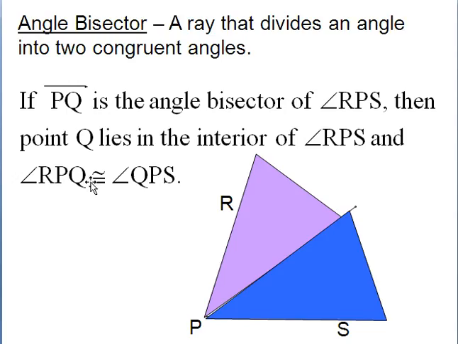Okay, and then lastly here we have an angle bisector. It's a ray that divides an angle into two congruent angles. If ray PQ is the angle bisector of angle RPS, then point Q lies on the interior of angle RPS, and angle RPQ is congruent to angle QPS. We'll say there's a point Q right here. So RPQ, this angle right here, is congruent to QPS.